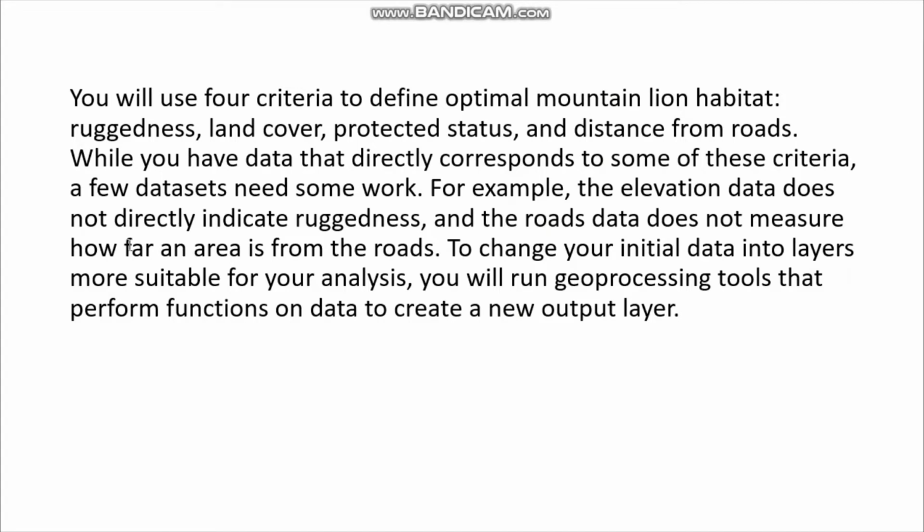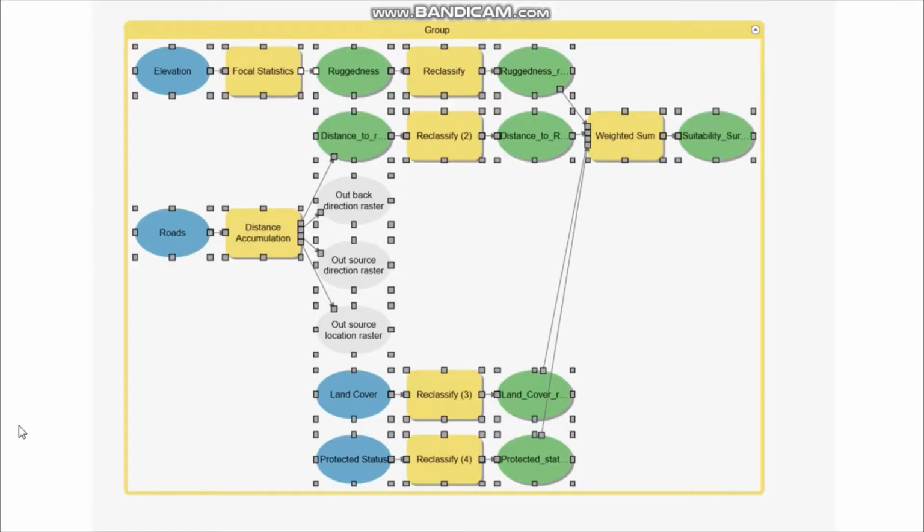Again, this is just copied from the text so you know where it is. You'll use these 4 criteria: ruggedness, land cover, protected status, and distance from roads, and calculate some metrics from some of those because you don't necessarily want just the original data, and then you'll need to reclassify some of it. Once you've put all of that together, you will put all of this in a model, get it into the right format that you want. Is it originally elevation? Turn it into ruggedness, for example. And then you'll need to reclassify all of those.